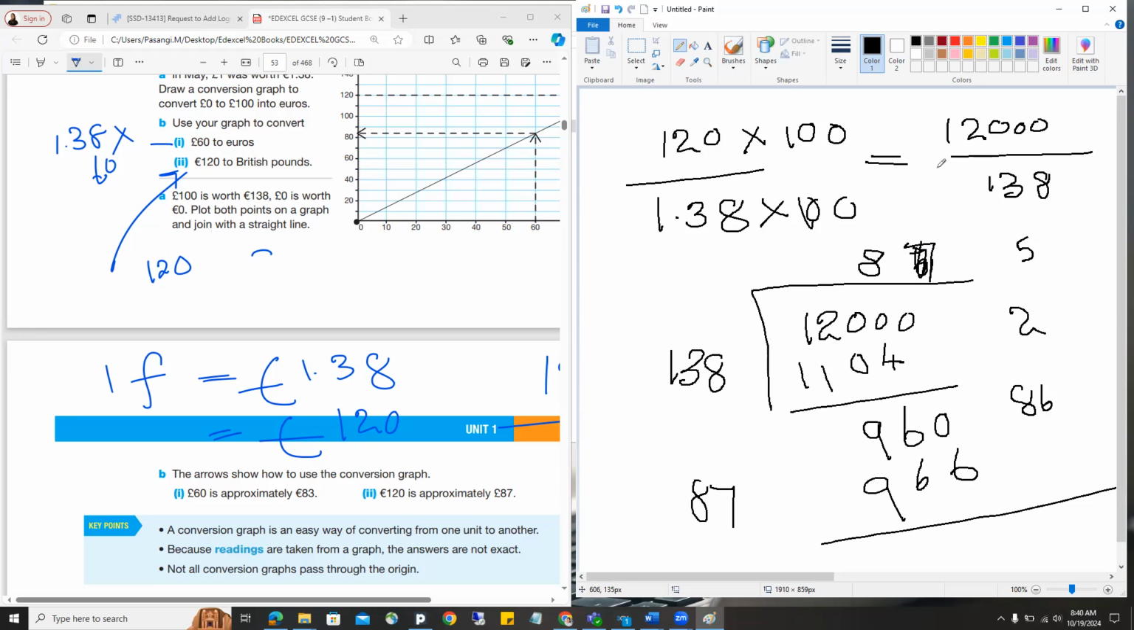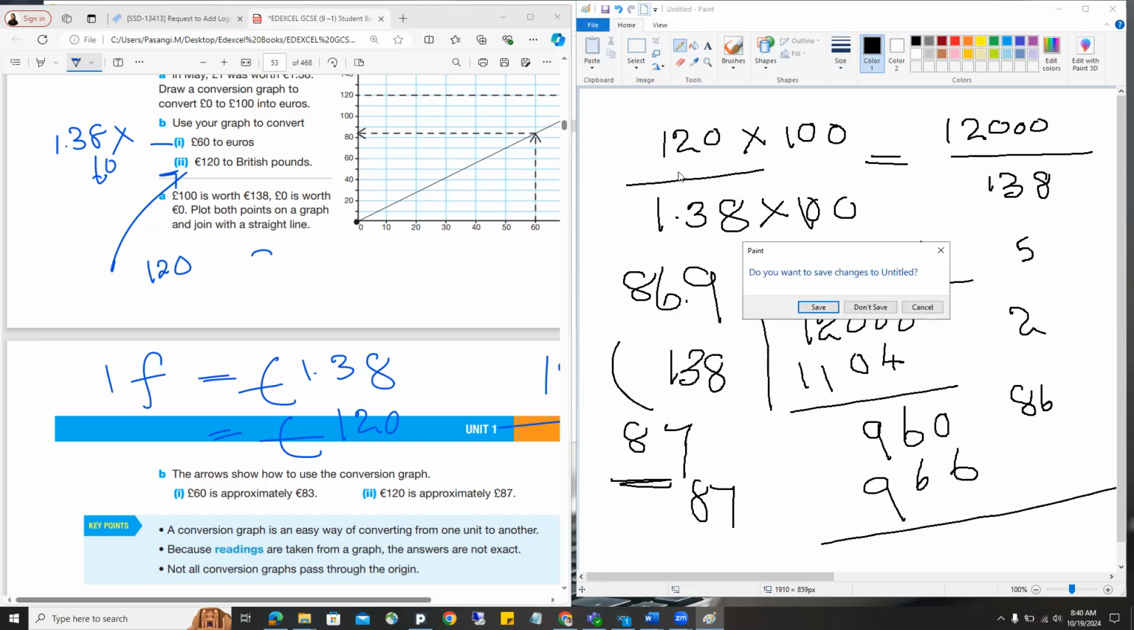Let me check with the calculator. It came for me 1.1. Yeah, it is 86.9, the actual value. So this will be rounded into 87. No, you didn't get that one? No. Okay, so how are we going to do this? What is the value we actually have to calculate?